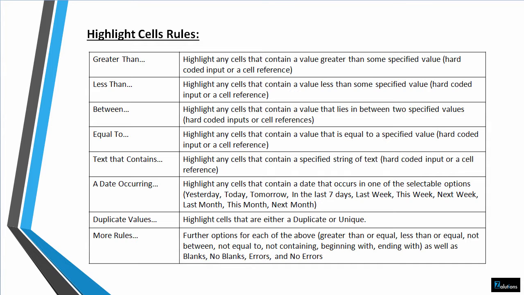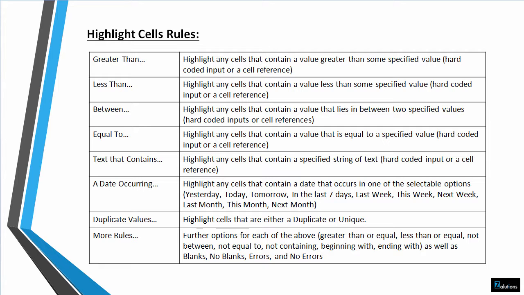The equal to rule highlights any cell that is equal to a specified value. The text that contains option, or rule, will highlight any cells that contain a specified string of text. The option a date occurring will highlight any cells that contain a date that occurs in one of the selectable options, which include yesterday, today, tomorrow, in the last 7 days, last week, this week, next week, last month, this month, or next month. Duplicate values will highlight any cells that are either a duplicate or unique.